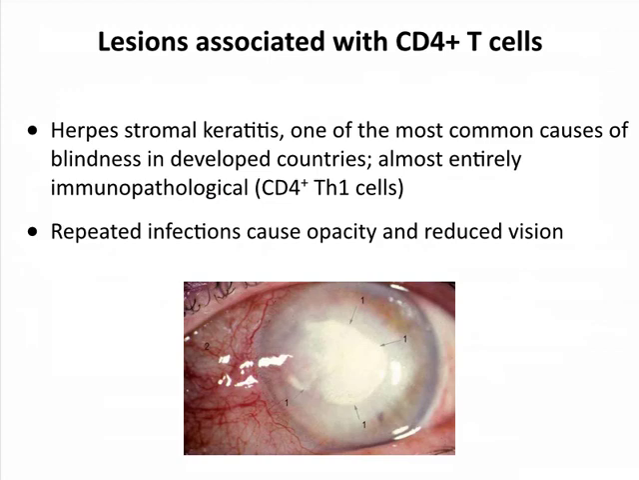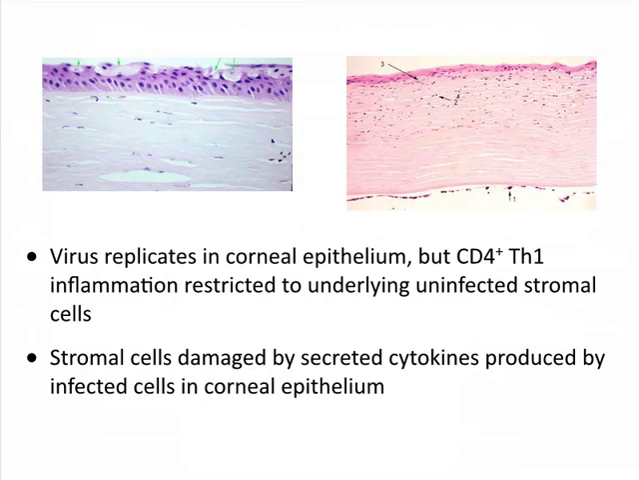There is a disease of humans called herpes stromal keratitis, a very common cause of blindness in developed countries. It's entirely immunopathological, and it's caused by CD4 positive Th1 cells coming into the eye. And this can cause blindness. You can get repeated infections because you're not immune, and eventually the eye becomes opaque, as shown here, and you can't see. Now, the reason this happens is the virus infects the corneal epithelium.